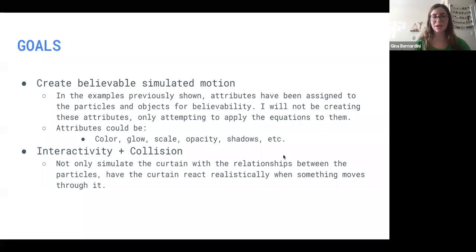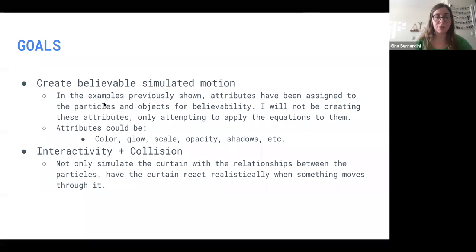So my goal here is creating a believable simulated motion. In some of the examples previously shown, attributes have been assigned to the particles. That's what really makes it look like water. It really looks like hair. Here, I'm just trying to simulate believable motion, not a believable simulation. So it doesn't look like really anything other than some gray balls hanging in space. But if they were assigned attributes, they could look more like even a bead curtain itself. If you had textures to look like clay, different colors, things like that, then it would look more realistic.